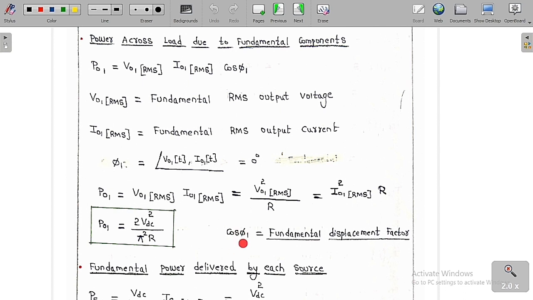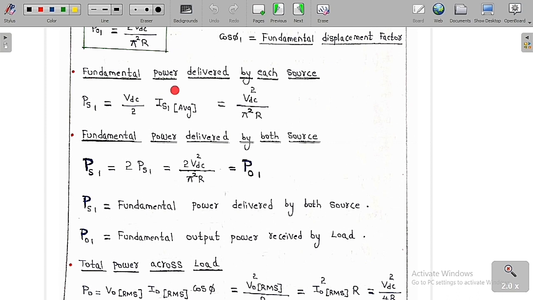So simply we can say that cos phi 1 is called the fundamental displacement factor. It is equal to 1 because here there is no phase difference. So cos phi 1 is called the fundamental displacement factor, or the power factor of the phase, which is the cosine of the angle between the fundamental output voltage and the fundamental output current. So this we are going to call the fundamental displacement factor.